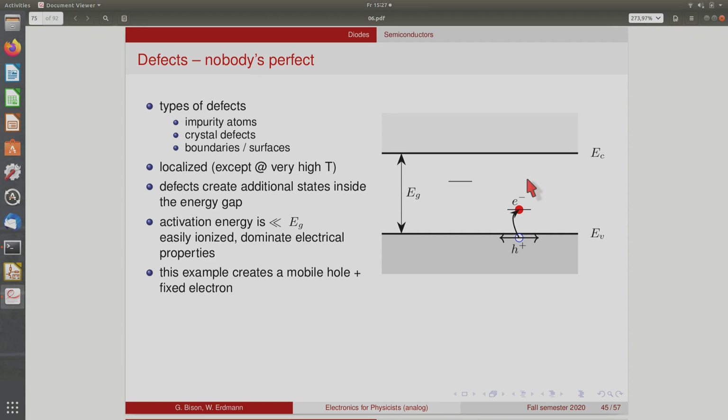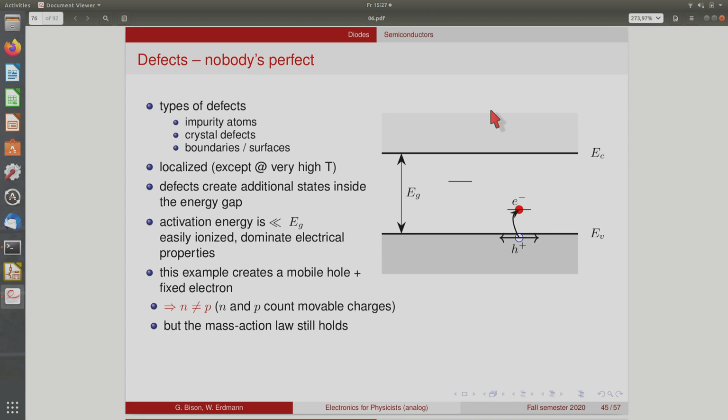And in this case, we created, for instance, an electron which is now stuck because it's attached to this localized defect, and we have a mobile hole. Okay, so we changed the number of mobile holes, but not the number of mobile electrons. And in this way we can have a difference between the number of electrons and holes.